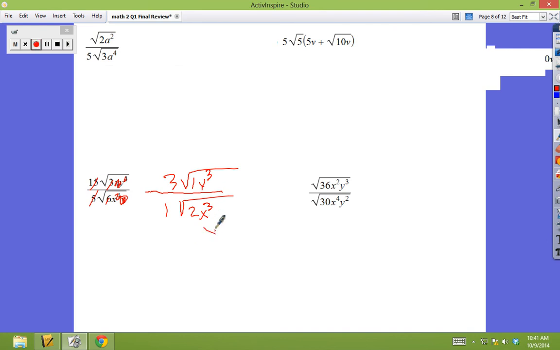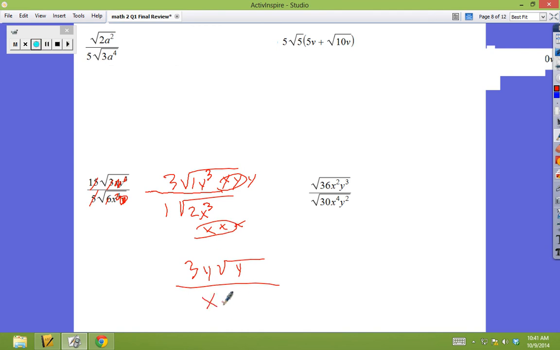Okay, now x cubed is x, x, x. There's a pair. Same with y cubed. Y cubed is y, y, y. Take a y out, take an x out. So on top, you got 3y. On the inside, you got y. On the bottom, we got just x out.